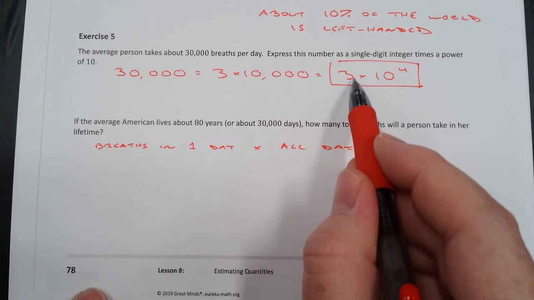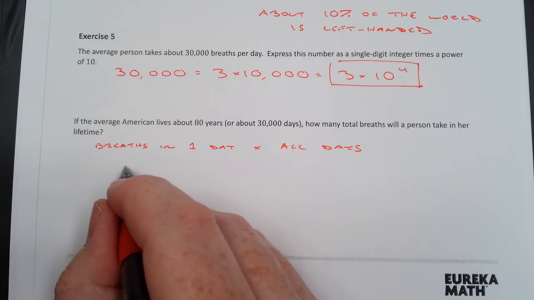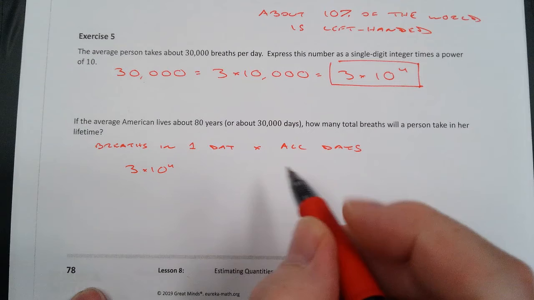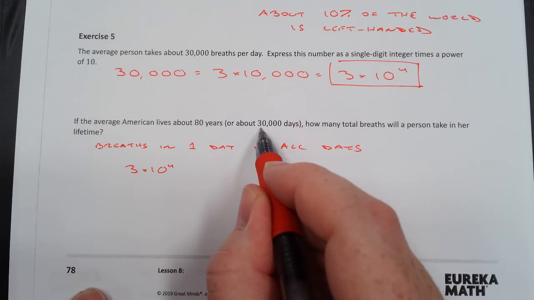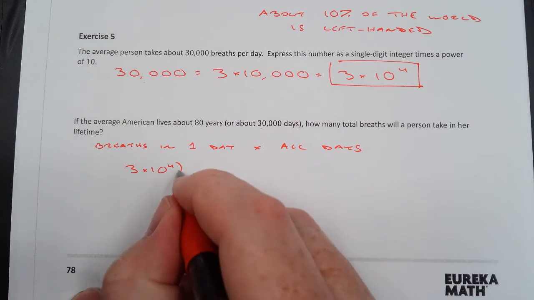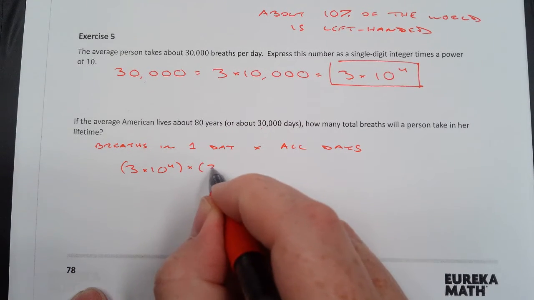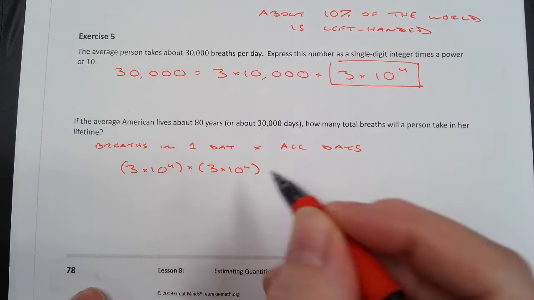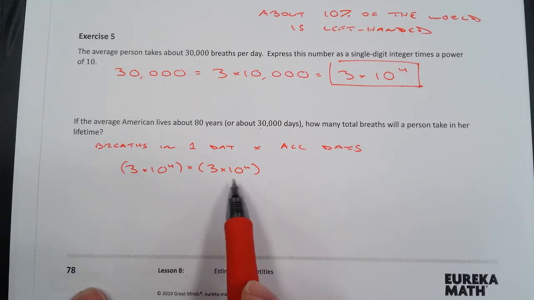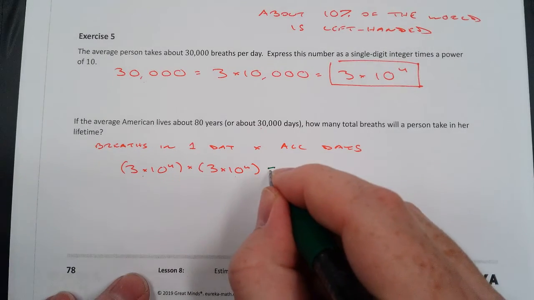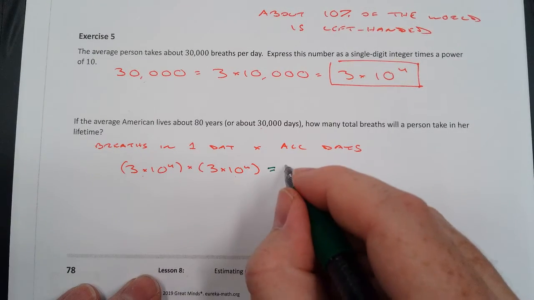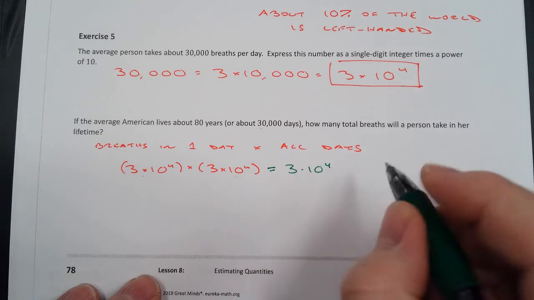So this is how many breaths you take in a day. So that's 3 times 10 to the 4th. How many days do you have in your life? Well, that's also 30,000. And 30,000 is 3 times 10 to the 4th. So this is the breaths in a day. This is how many days you have. We multiply these together to figure out how many times you breathe in your life. Because it's all multiplication, I can just write it like this.